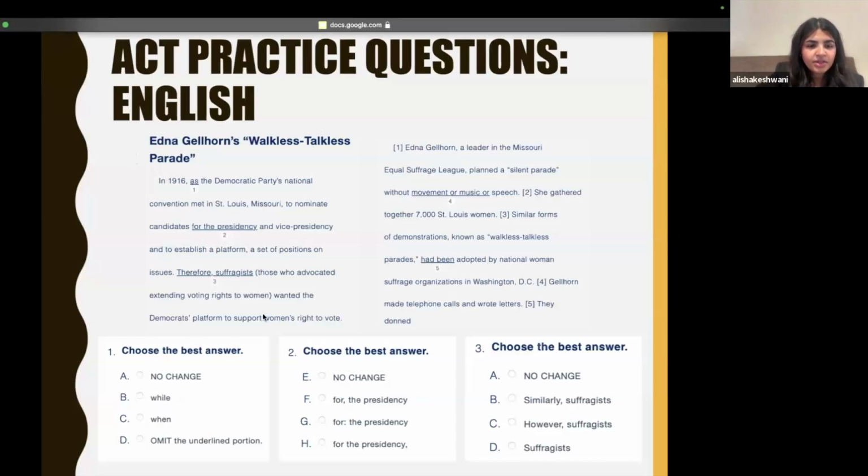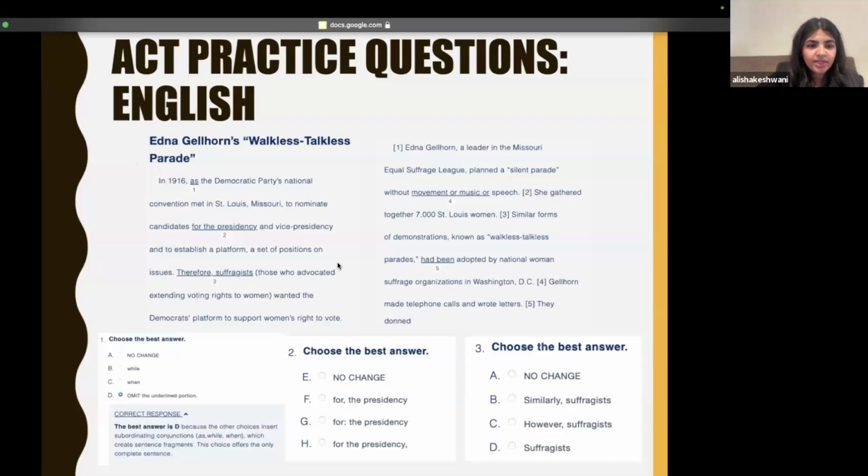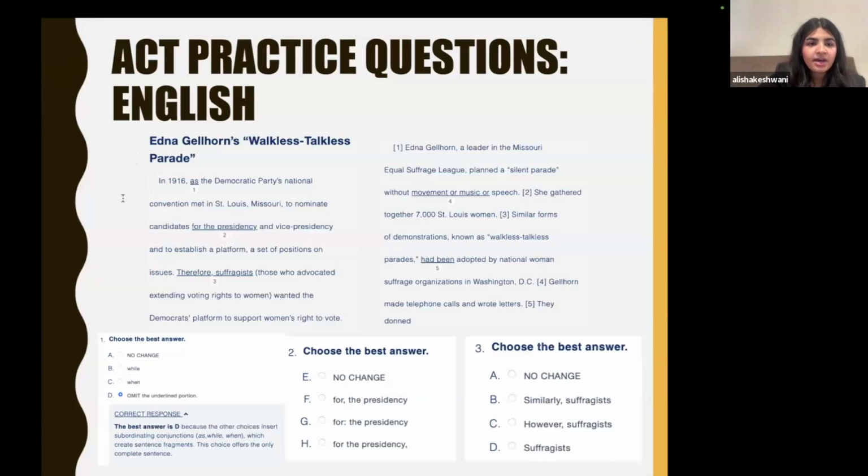Okay. So we can just go through number one. The correct answer is going to be D, which is to omit the underlined portion. A lot of the times on the ACT, this will be an answer choice in the first section, which is the English section. A little explanation of that: the other choices insert something called a subordinating conjunction, like as, while, and when, which creates a sentence fragment. So you really don't need anything here.